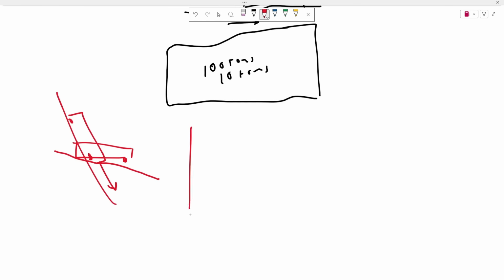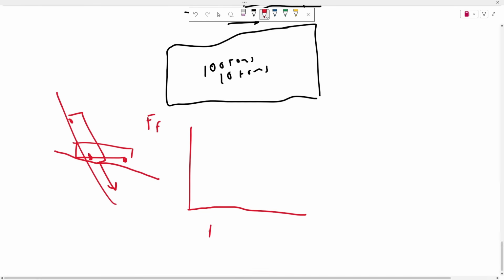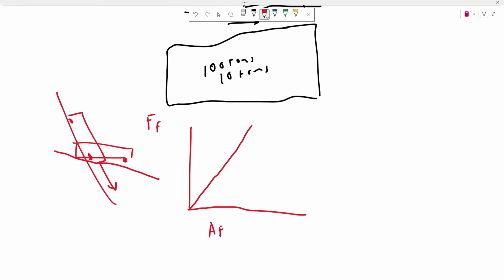So if you are ever asked to graph static friction, or the force of friction versus the applied force, I'm just putting that AF, but don't simplify it to AF. You'll see that you'll have to apply more and more force until a certain point, and then you have a constant force of friction. So this point right here is the force you need to apply to overcome the static friction to set the object in motion.